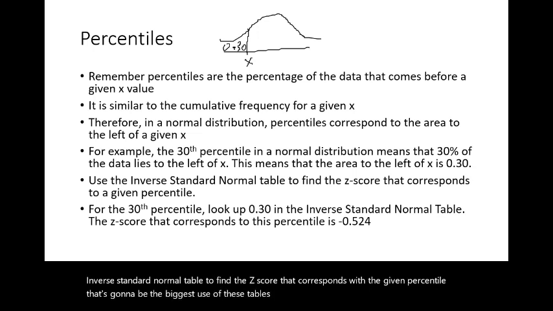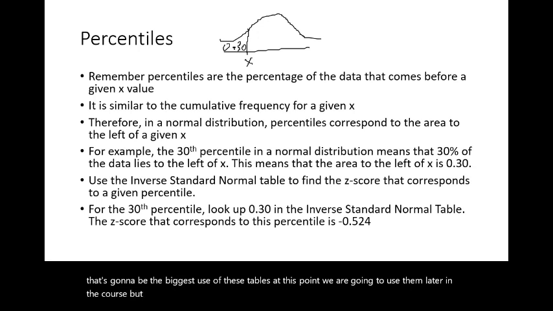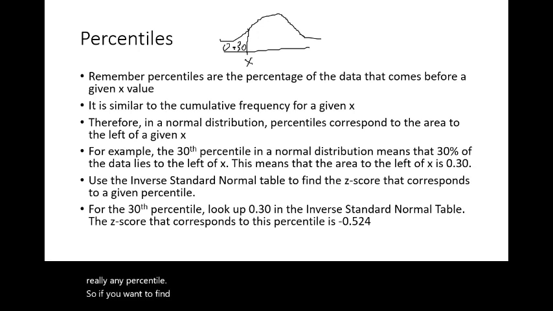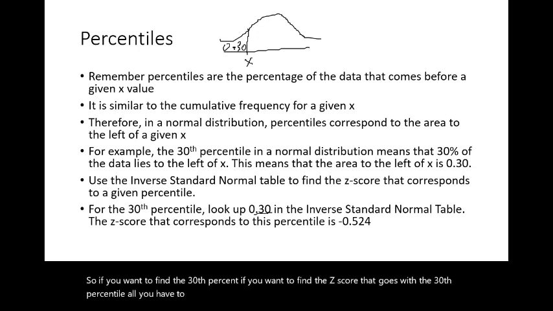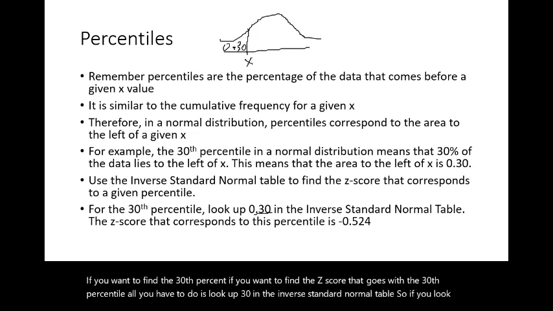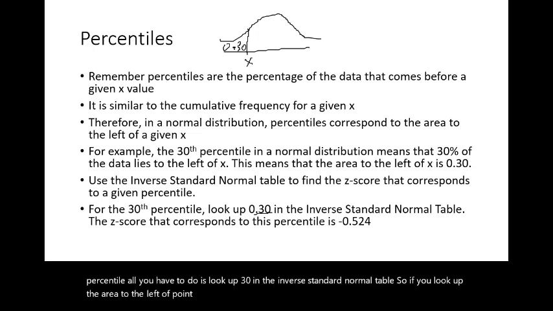We are going to use them later in the course, but the inverse standard normal table will help give you the z-scores that go with really any percentile. So if you want to find the z-score that goes with the 30th percentile, all you have to do is look up 0.30 in the inverse standard normal table. So if you look up the area to the left of 0.30, the z-score that goes with it is negative 0.524.